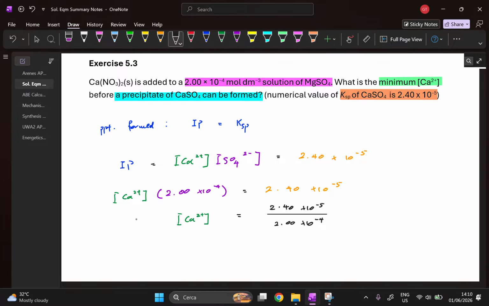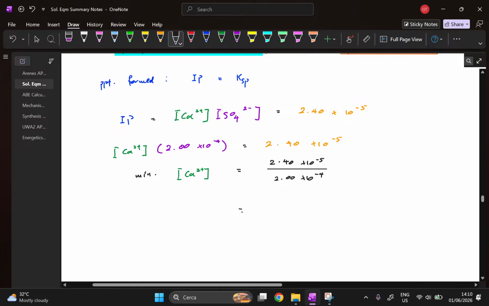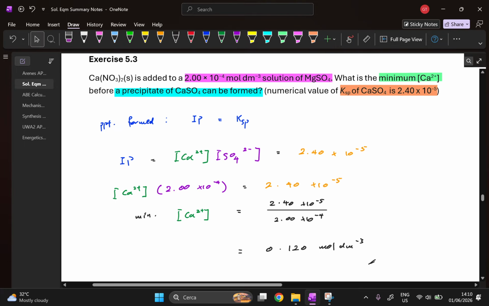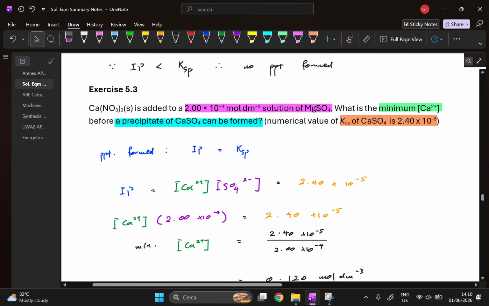Oh yeah, minimum concentration of Ca2+, which is going to be, if you press your calculator, you're going to get 0.120 moles per dm cube. So at this point, IP equals KSP, a precipitate can be formed.